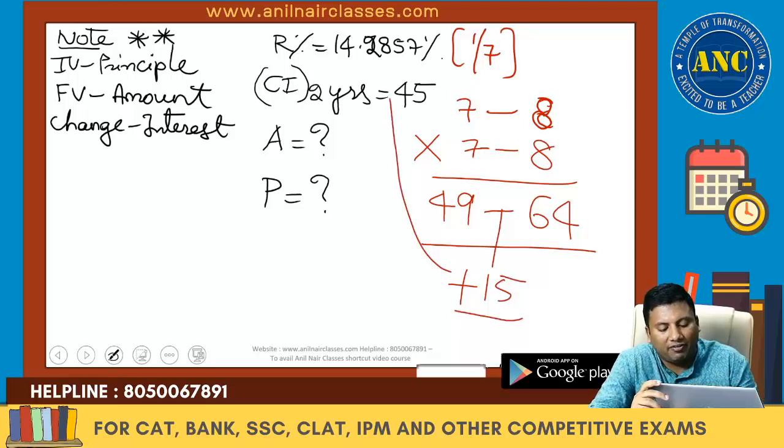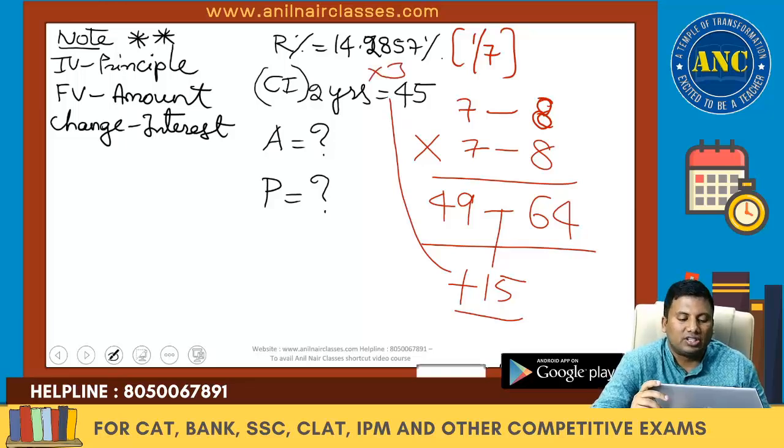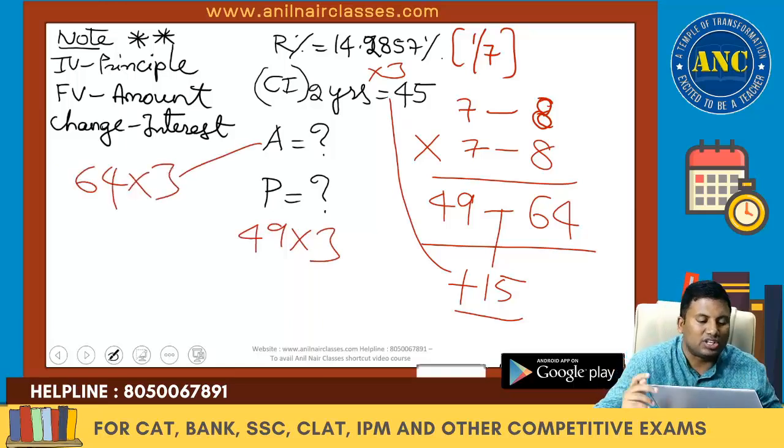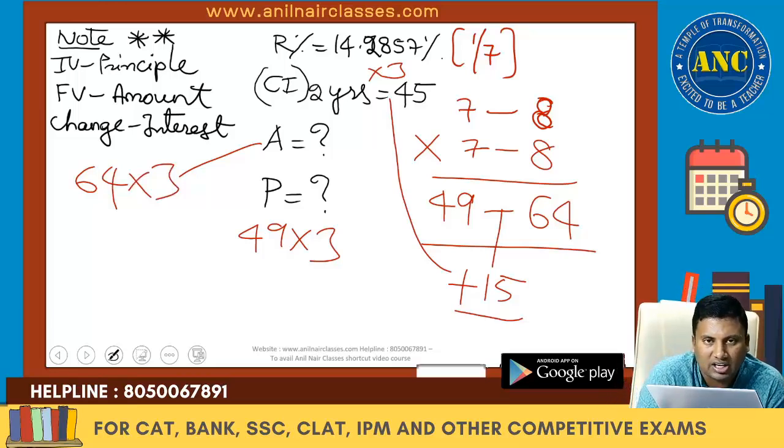15 is becoming 45. So it is into 3 times. If it is 3 times, everything will be into 3. 49 into 3 is the principal. 64 into 3 is the amount. Just by looking at a question itself, if you know this successive change concept, you can solve it probably orally with little practice.